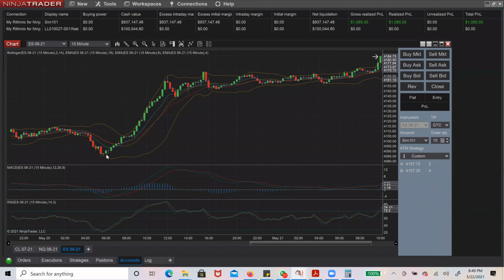And this is from the overnight. This is overnight from 6 o'clock. If you take a position at the doji, look at that green candle.